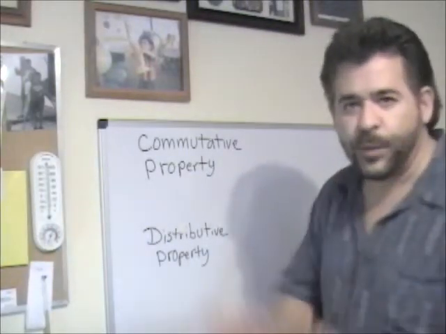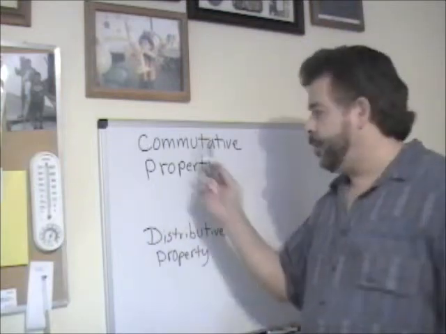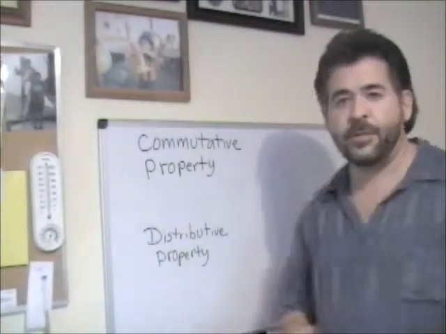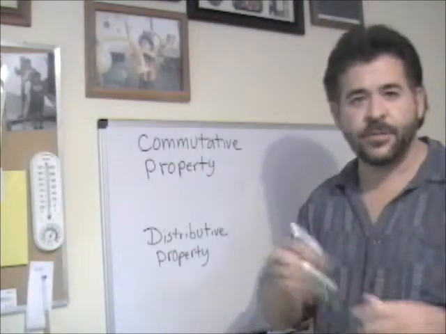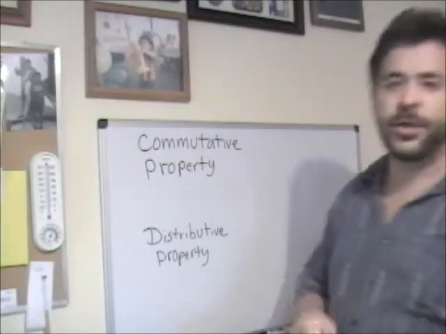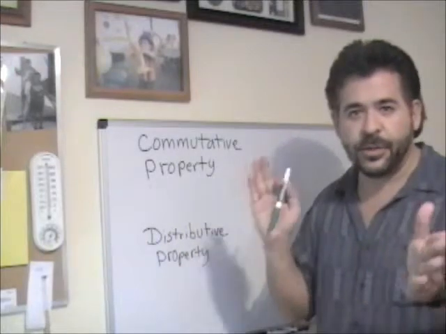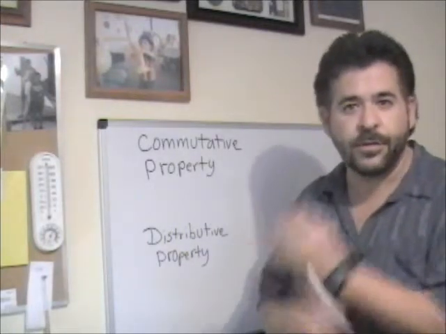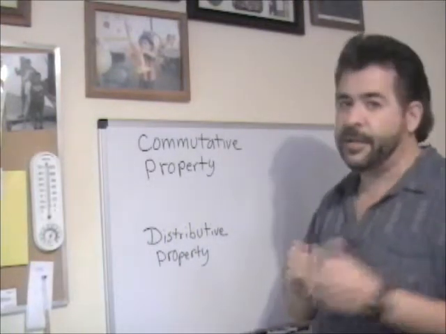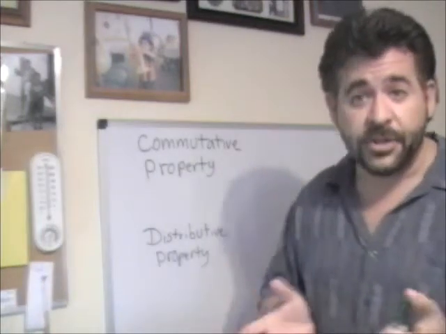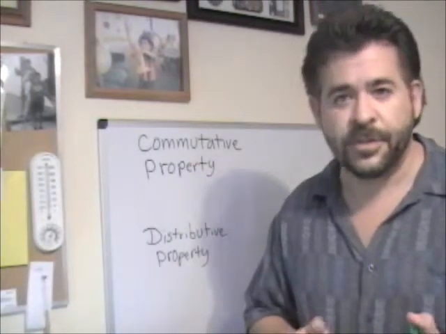Okay, we are going to learn real quick about commutative property and distributive property. Just a real quick lesson, just for a reminder for you. I'll do commutative property first. Commutative property just means that you can reverse the order of the numbers and you will get the same answer. That works with multiplication and addition, but not with division and subtraction.